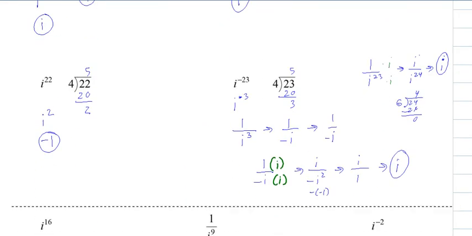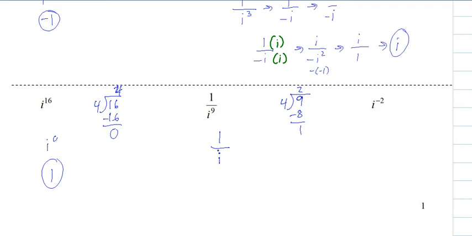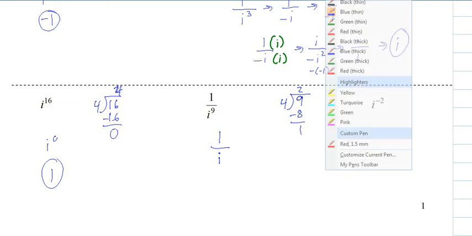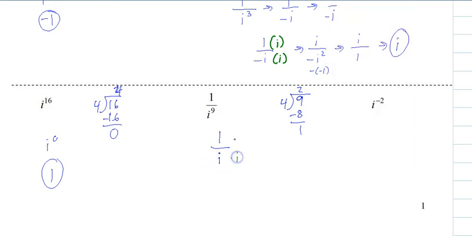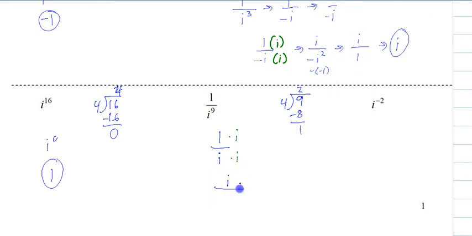Every 4 it repeats. So give these a shot. Got every situation you could run into. Try them. So you should have got a remainder of 0, which means it's 1. And then here we get a remainder of 1, so we have 1 over i. And then we can't have a denominator with i, so we need to rationalize.